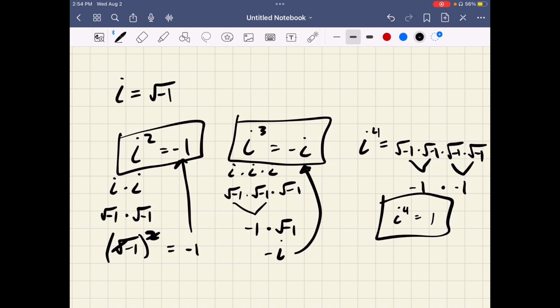Now, we could go on and on. We could do i to the fifth, i to the sixth, seventh, 17th, whatever number it is. You just have to write it out like we did here, and then do all your simplification till you end up getting one of these four numbers. You can get negative 1, negative i, positive 1, and you could also end up getting positive i as well, which is the same thing as this original one right here. So write it out, do all your work, and you should be okay there.